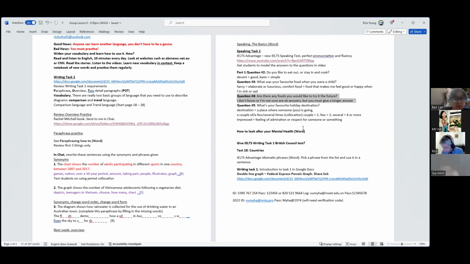Kwang Ming, are there any foods you would like to try in the future? I think I would like to try some traditional Korean food because I hear that people say it's very tasty and delicious. Good. Okay, I just checked the pronunciation of that word. Tasty. Tasty, Kwang Ming. Can you say that, tasty, please? Tasty. Good. That's better. Okay. Have to have the A sound. Tasty. Good.